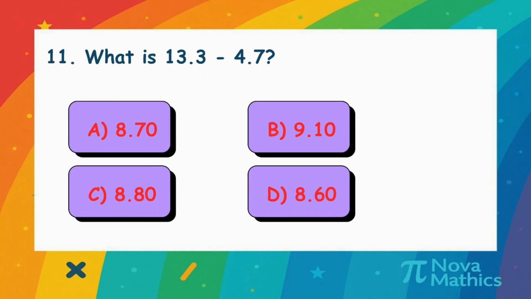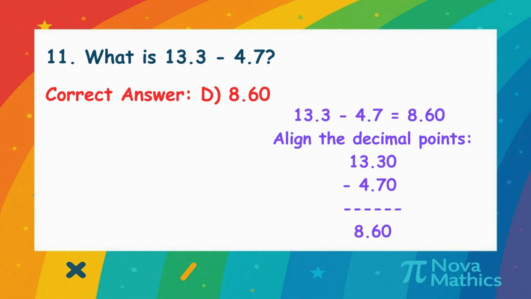11. What is 13.3 minus 4.7? Correct answer is 8.60. We subtract 13.3 minus 4.7, and the result is 8.60.